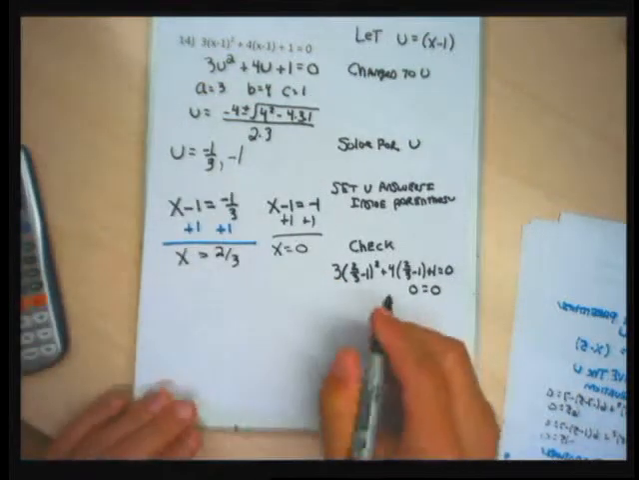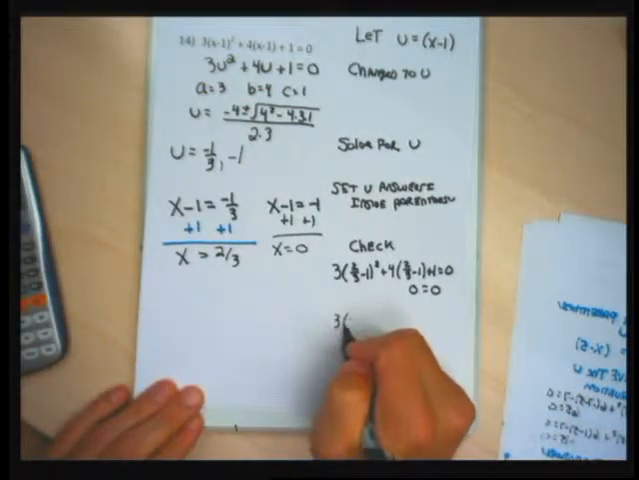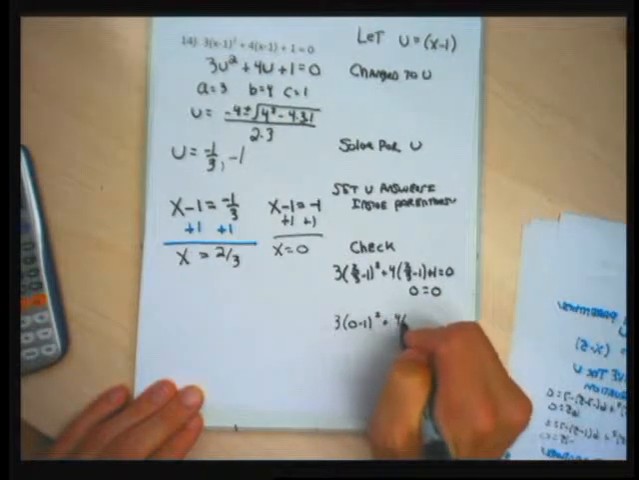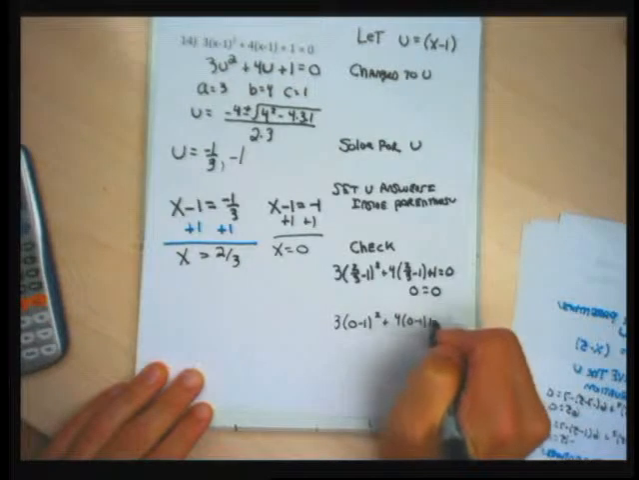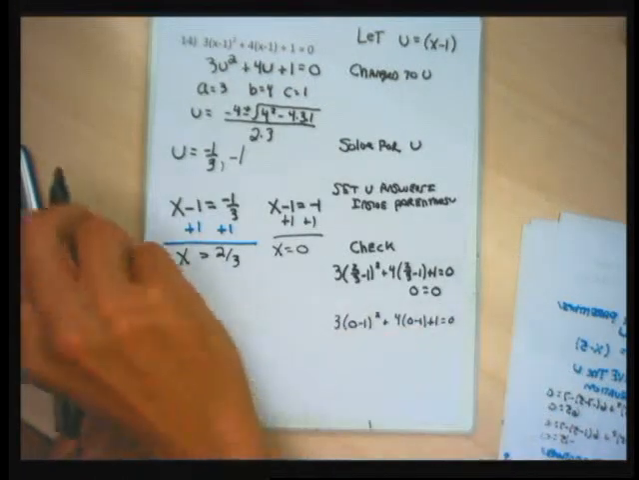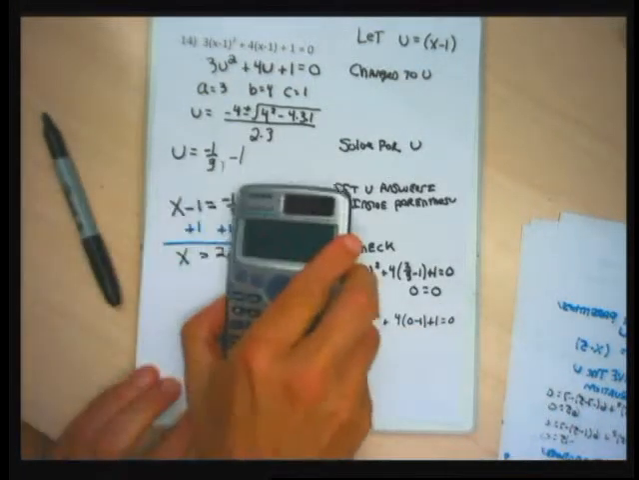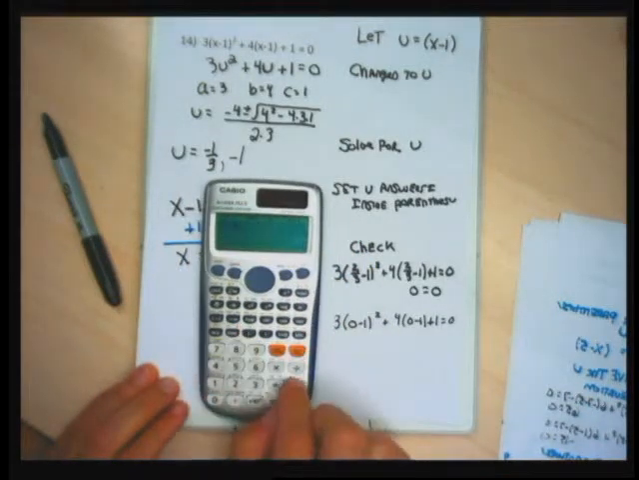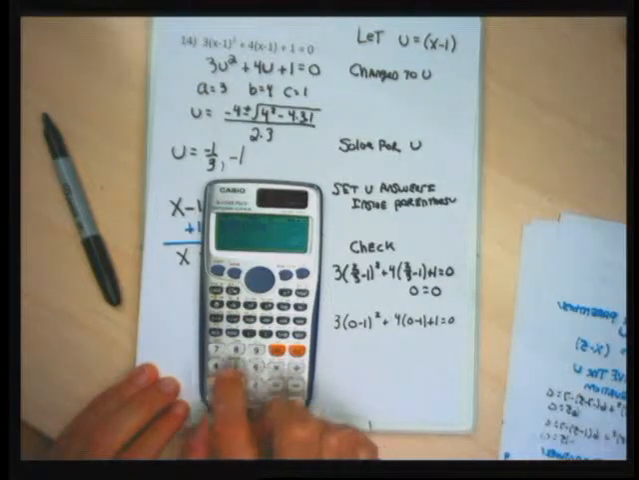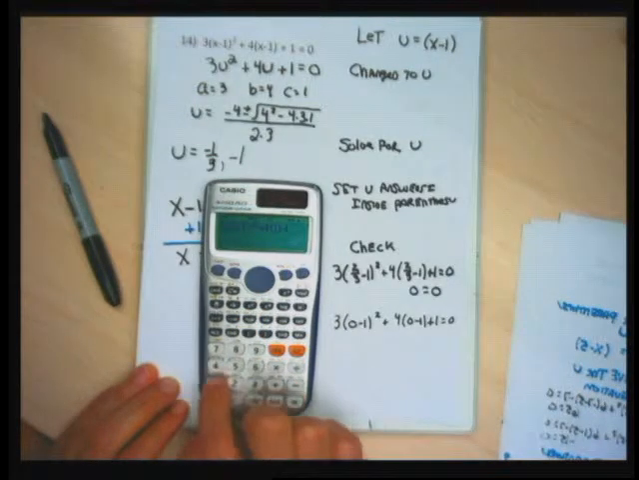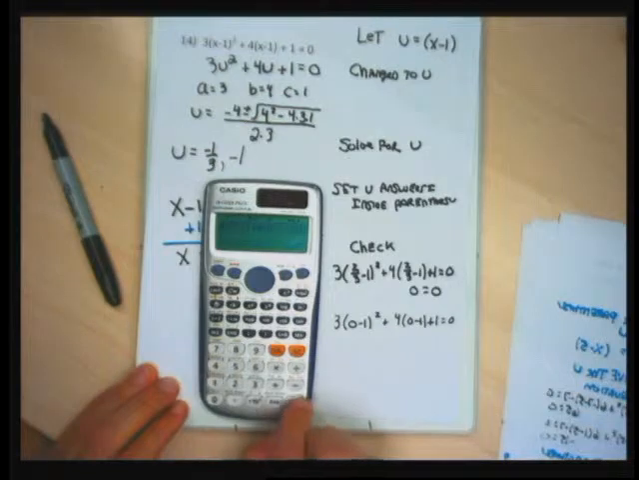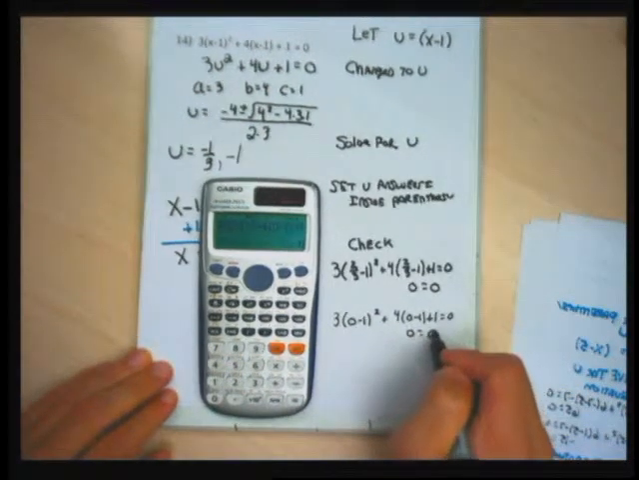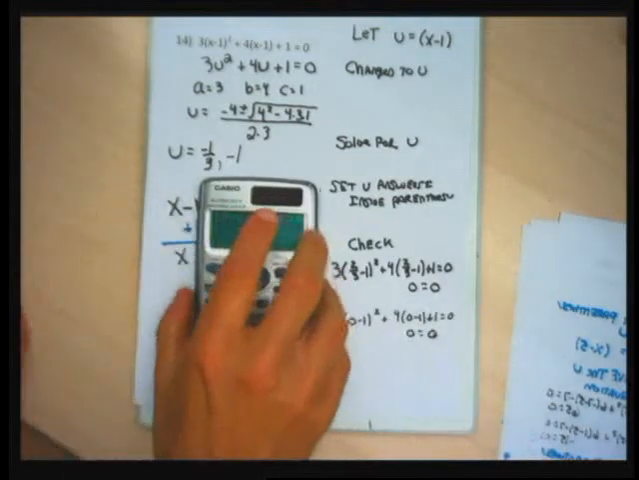And then let me do the 0. I'm going to go 3 times (0 minus 1) squared plus 4 times (0 minus 1) plus 1, and see if that equals 0. That one I really don't need my calculator for, but I have it and it's quicker. And I get 0 again. Again, if you're checking your answers, you're not ever going to write down a wrong solution.